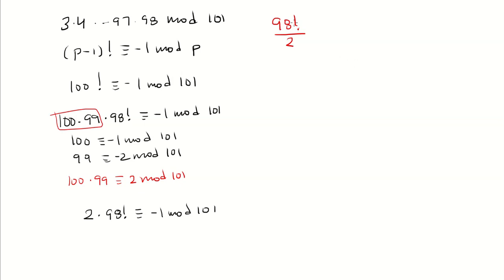Notice that we want 98 factorial over 2, so in order to do that, we will divide by 2 twice. Let's divide by 2 first. When you divide by 2, you're really multiplying by the inverse of 2. So if you multiply the outside, you have to multiply the inside. These will cancel, and you're left with 98 factorial is congruent to negative 1 times the inverse of 2 mod 101. So now what we have to do is solve for the inverse of 2.